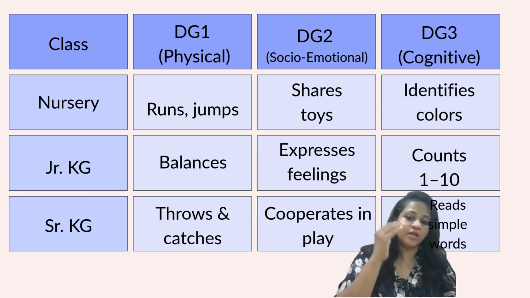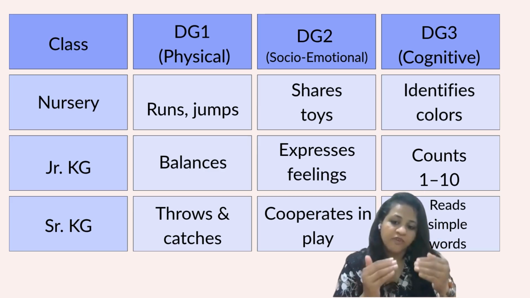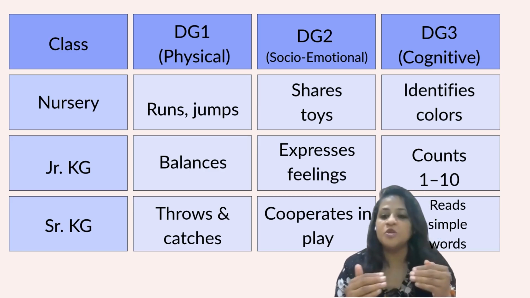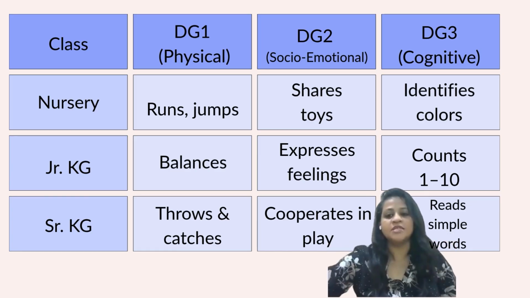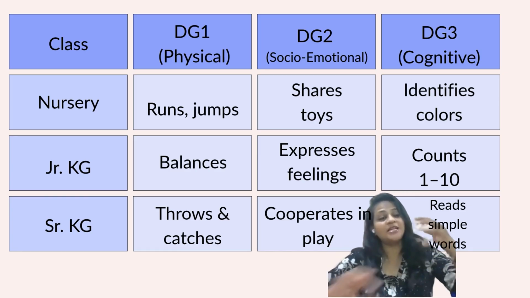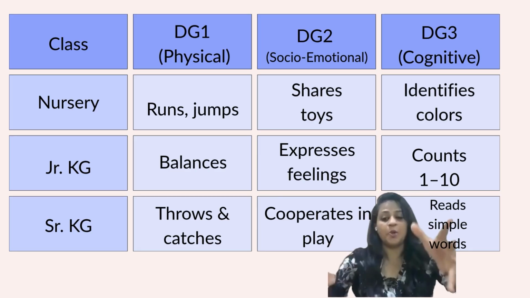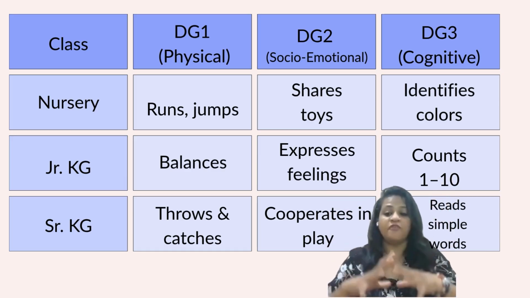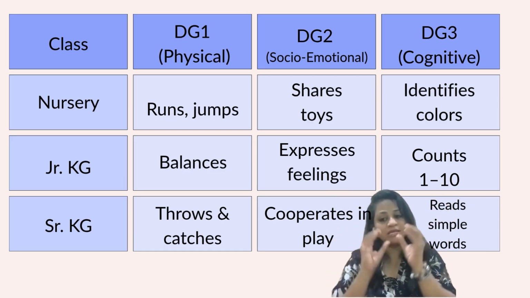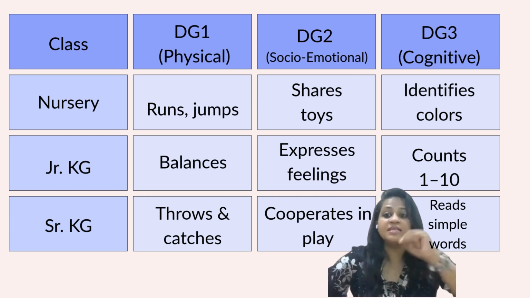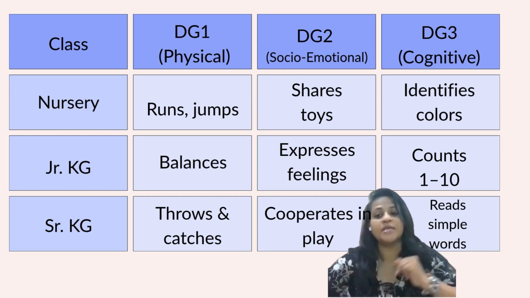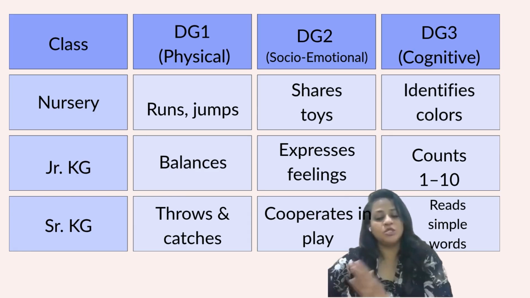Then you see the progress: in junior KG, we assess how the child is able to balance on the beam or walk on tiptoes. Then for senior KG, is the child able to throw the ball and catch the ball? First we can have a big ball, then a smaller one. So that's how the assessment goes. The same applies to the socio-emotional and cognitive goals.